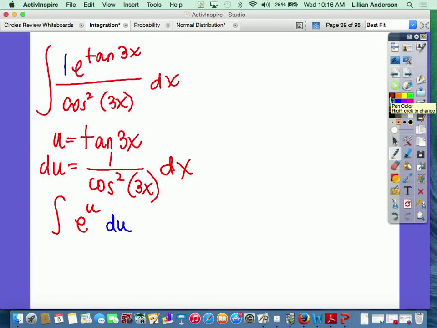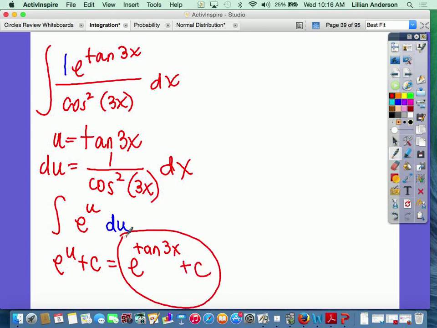And so what's the integral of e to the u? E to the u plus c. But I can't leave that u in there, so I'm going to replace it with a what? A tangent 3x plus c. Okay, this was number 7.